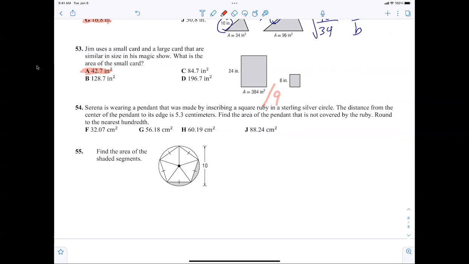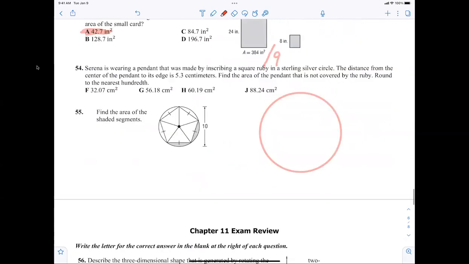Okay, so we just have a square inside a circle. Well, that's not going to work.